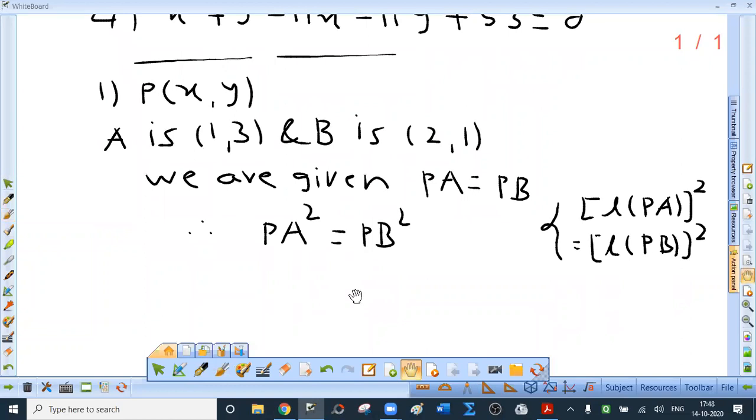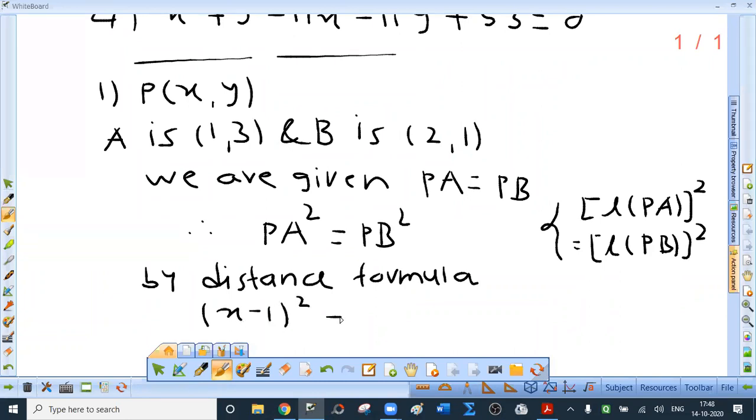Okay. So PA square equal to PB square by distance formula. You should know what distance formula is. So PA square is what? X minus 1 square plus Y minus 3 square equal to X minus 2 square plus Y minus 1 square. Now rearrange this. Some students write PA equal to PB, use the distance formula and then square. That is also correct. Tell me the final answer.